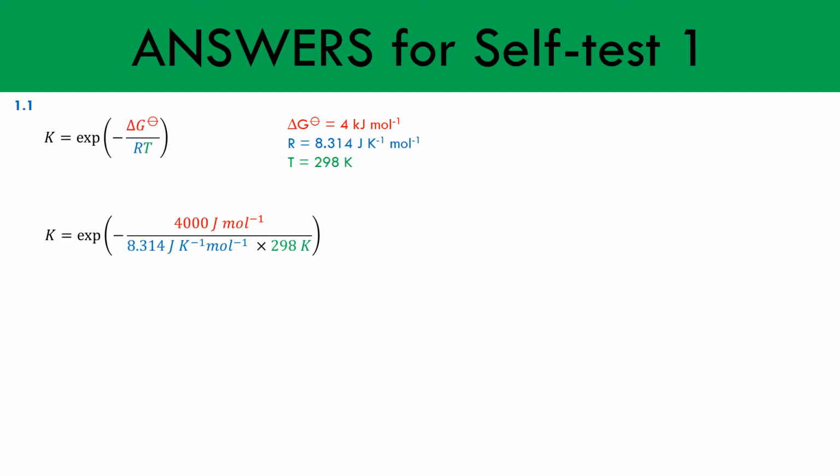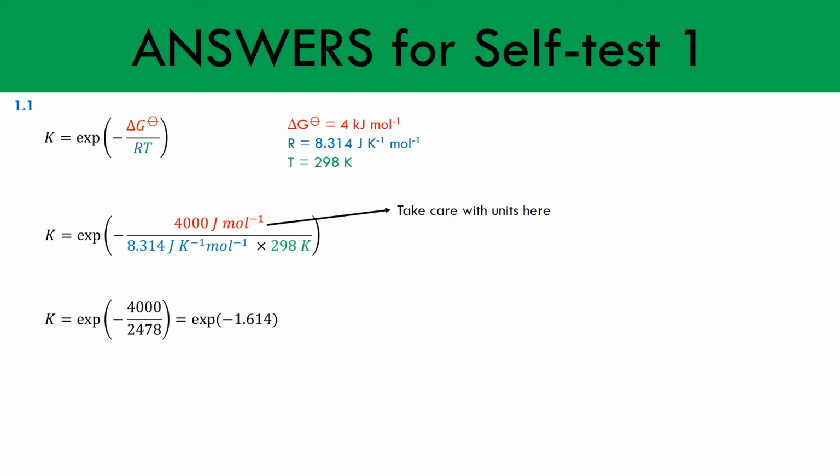So we plug the numbers into the equation, being slightly careful here because we can see that we were given delta G in kilojoules per mole here, but we need to convert that to joules per mole because our gas constant is in joules per Kelvin per mole. So we've got to keep the delta G value here in consistent units. So we just convert 4 kilojoules per mole to 4,000 joules per mole.